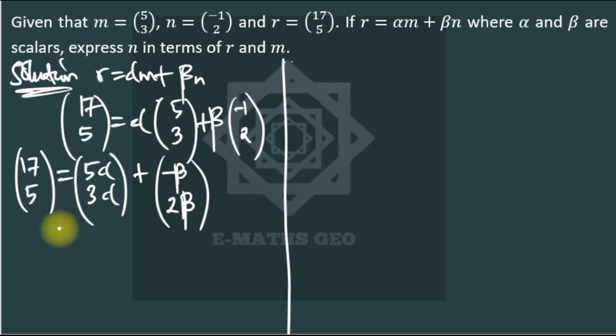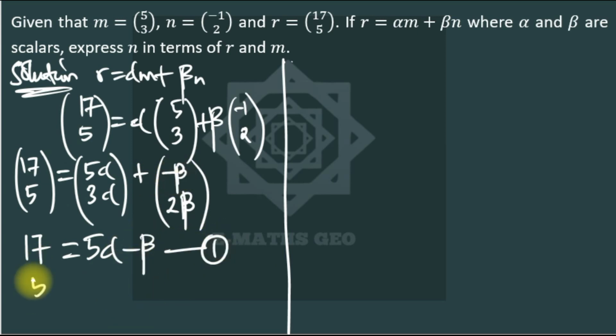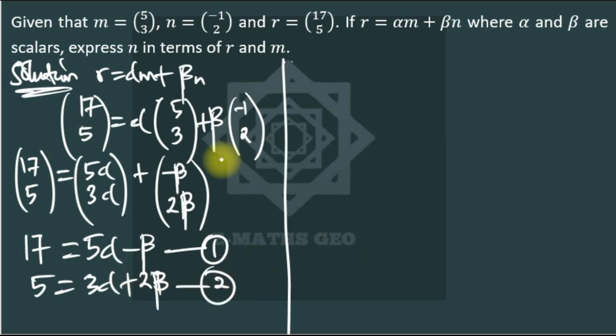So what do you have to say here? This is the result, that's vector 17, 5. Common sense will tell you that the x component of this will be the result of the sum of the x components of the ones on the right hand side. So we have 5 alpha plus minus beta, which is minus beta, equals 17. That's our equation 1. The y component will be equal to the sum of the y components on the right hand side, 3 alpha plus 2 beta equals 5. We'll call it equation 2.